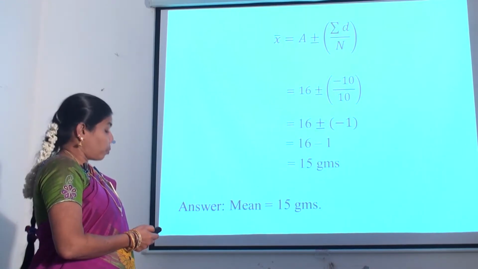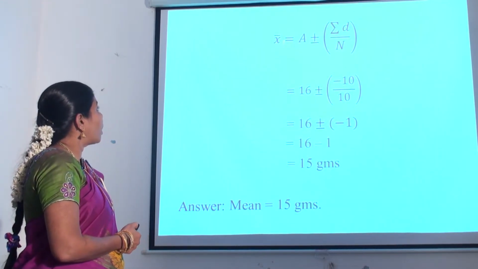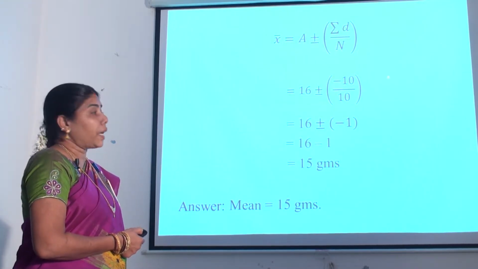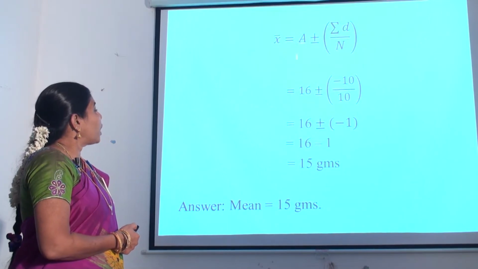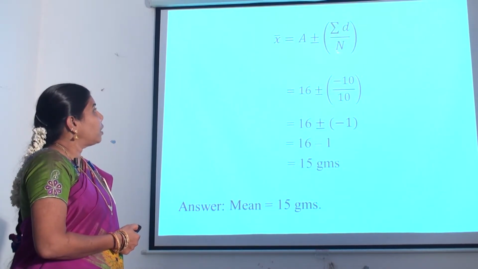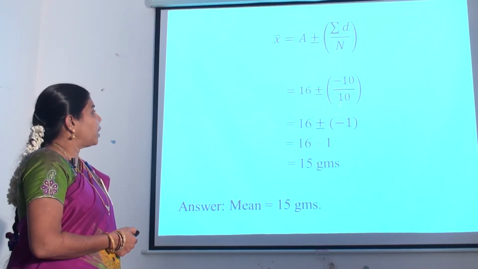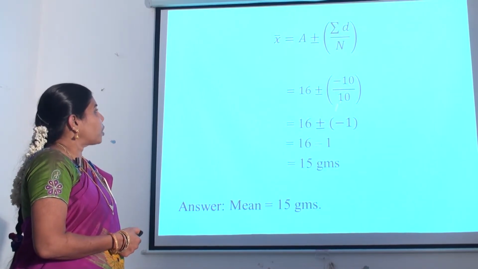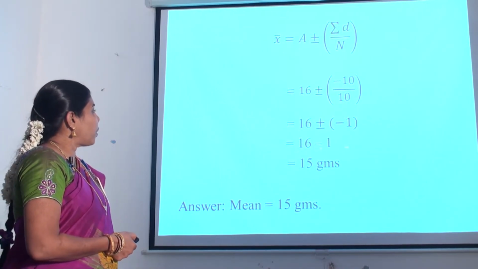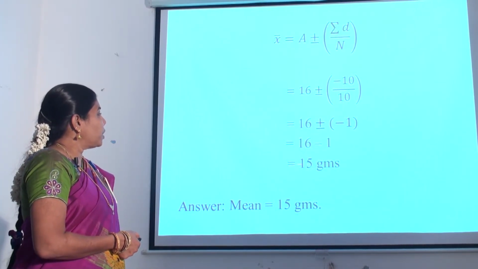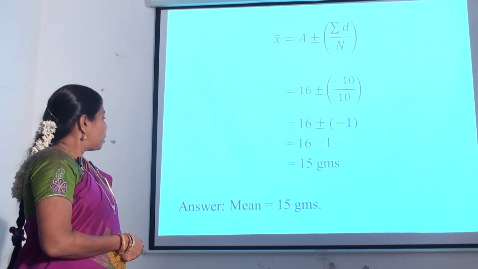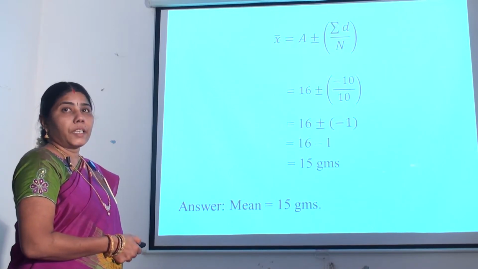Now we are going to substitute these values into the formula. Formula x bar is equal to a plus or minus sigma d by n. A, assumed mean, is 16, then sigma d is minus 10, n total number of items is 10. Next, 16 plus or minus 10 divided by 10 is minus 1. So 16 minus 1, mean is equal to 15 grams. Here mean is same in both direct and indirect method.